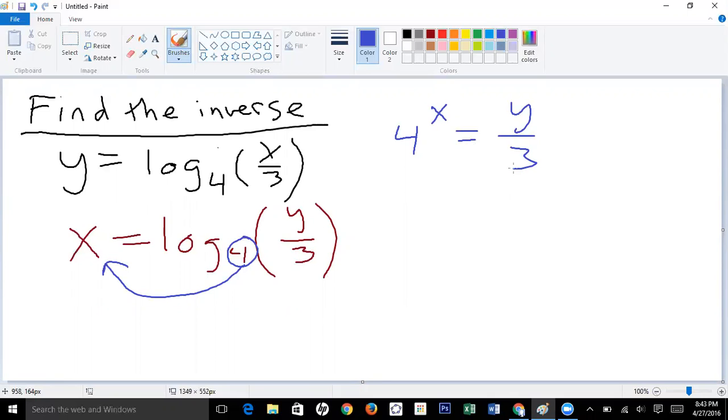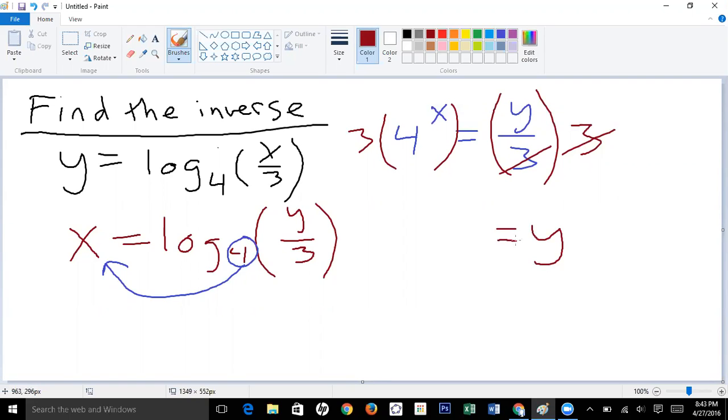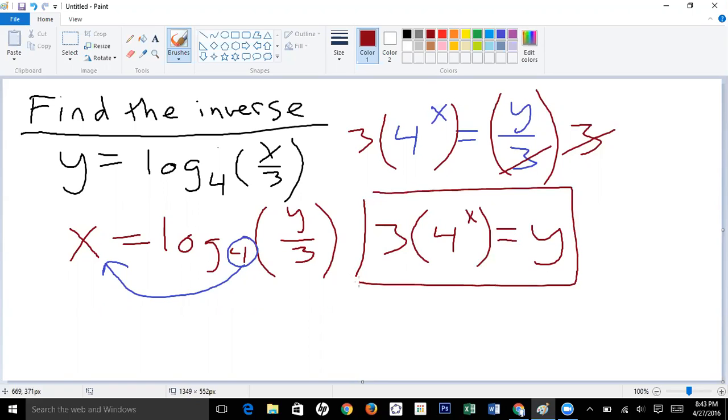Now the only other thing I need to do at this point is to isolate y. And the way I can do that, I'm going to take this 3 and multiply it off to the opposite side to get y by itself. So my final function for the inverse would be y equals 3 times 4 raised to the x power. So this function here is the inverse function of the one we started with, which was log base 4 of x divided by 3.